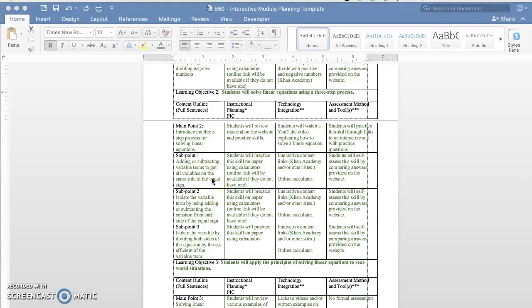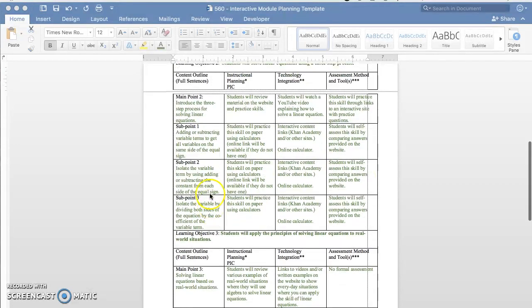of the equal sign. Again, an online calculator to help them, because I'm not really focusing on the skill of computation, but more the application of the math skill. Again, they'll self-assess by comparing answers.